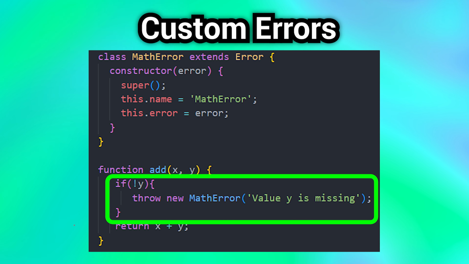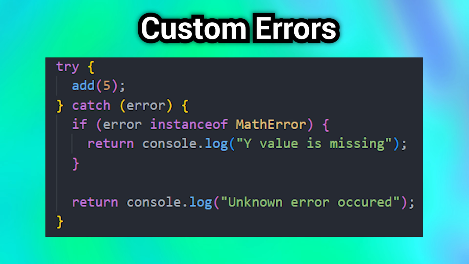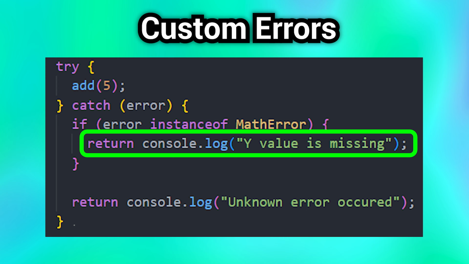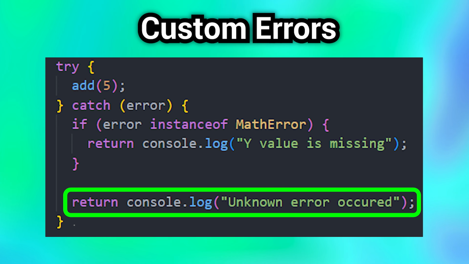And it just outputs "value y is missing" just like we had before and checks to see if a y value is given. Now in our try-catch code we can use the instanceof keyword to see if our error is a MathError. And if this error does correspond with our custom MathError, then "value y is missing" is printed to the console. Otherwise, "unknown error occurred" is printed to the console.